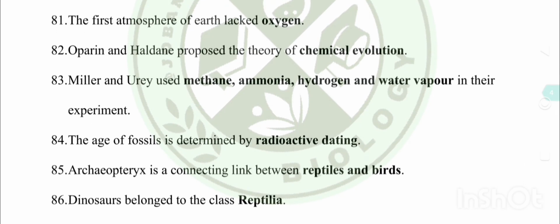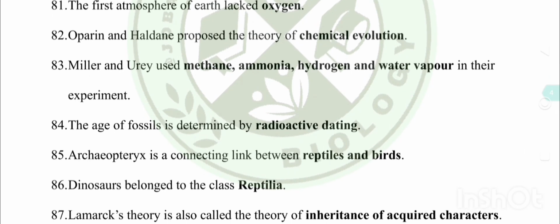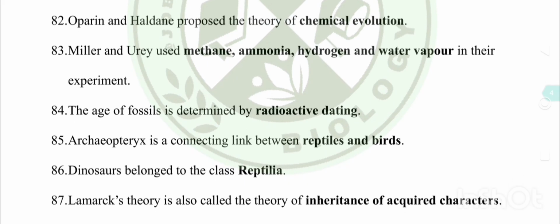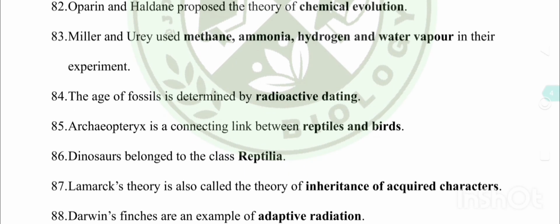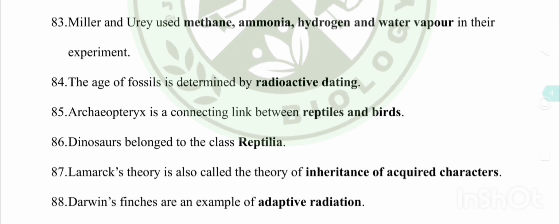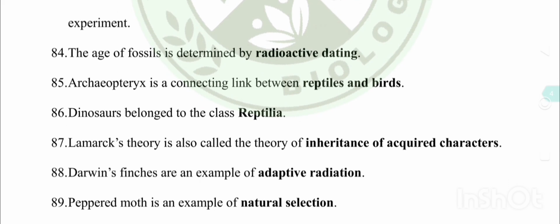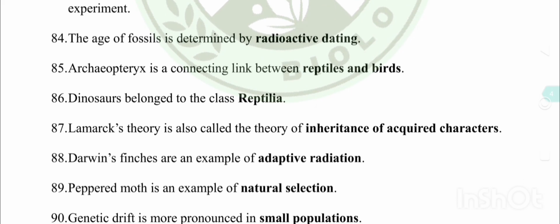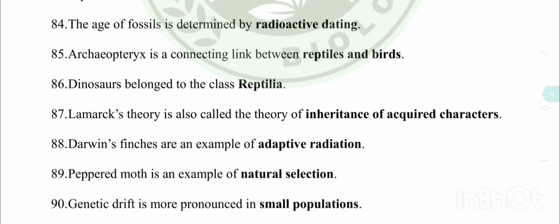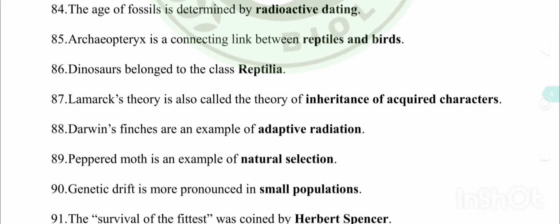86. Dinosaurs belong to the class Reptilia. 87. Lamarck's theory is also called the theory of inheritance of acquired characters. 88. Darwin's finches are an example of adaptive radiation. 89. Peppered moth is an example of natural selection. 90. Genetic drift is more pronounced in small populations.